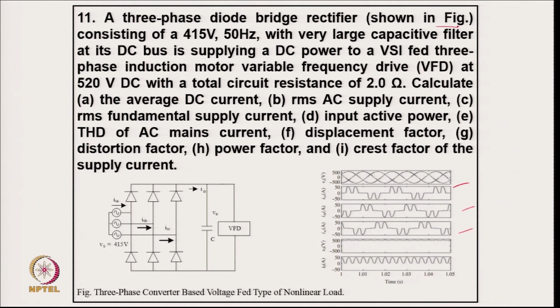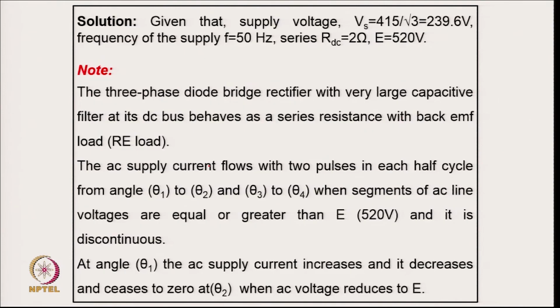So, a 3-phase diode rectifier consisting of 415 volt with a large capacitive filter and DC supply to a voltage source inverter fed induction motor drive at a DC link of 520 volt DC with a total circuit resistance of 2 ohm. Calculate the average DC current, RMS supply current, RMS fundamental current, input active power, THD of the AC current, displacement factor, distortion factor, power factor and crest factor.